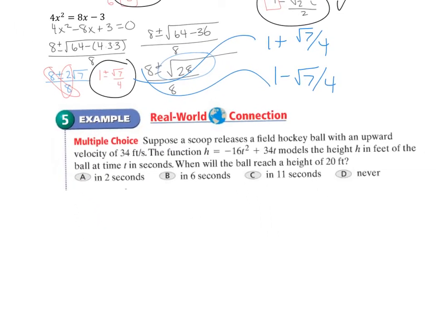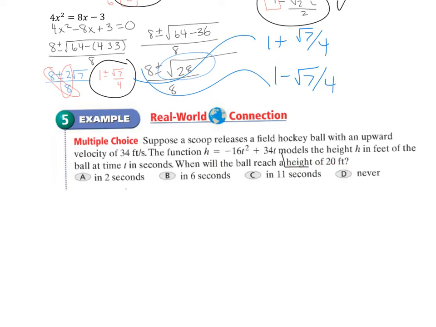So now we have a word problem here because quadratics, they come in the form of projectiles. Suppose a scoop releases a field hockey ball with an upward velocity of 34 feet per second, where you have this function here, which models the height in feet of the ball in time t seconds. When will the ball reach a height of 20?